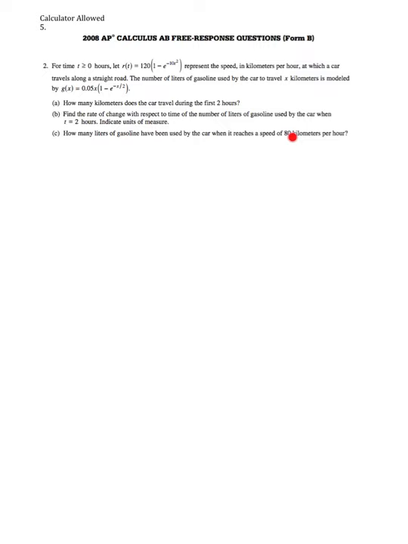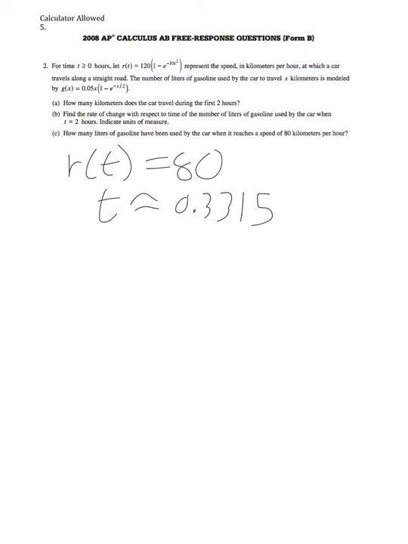Okay, 80 kilometers per hour, that's a speed, as it says. I have a function for speed. So I need to know, when does r of t equal 80? And I'm just going to solve that on my calculator. And I'll get a time of about 0.3315. So after that much time, we reach 80 kilometers per hour.